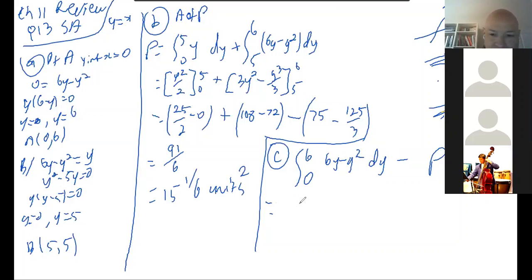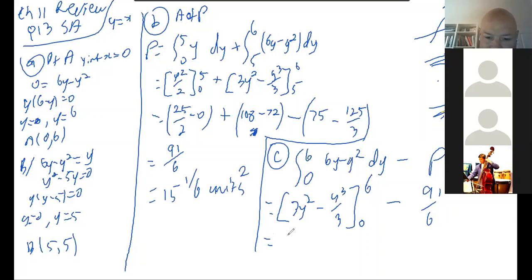Again, when we do this, we already know this answer. The integral, I've already worked it out at the top. It is 3y squared minus y cubed over 3 between 0 and 6, minus our answer for P. I'm going to leave it as 91 on 6. Putting in the 6 in there, we already had our answer. It was 108, minus 72, which gives us 36. So this becomes 36 minus 91 over 6. And we work all that out. It's 125 over 6 units squared.